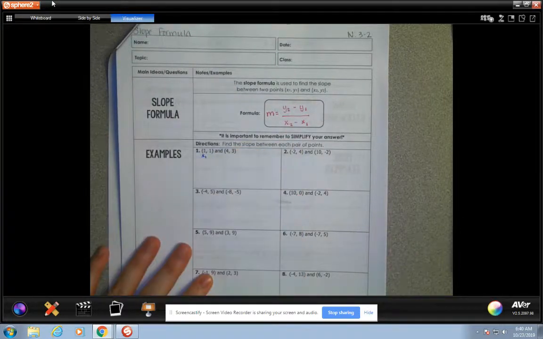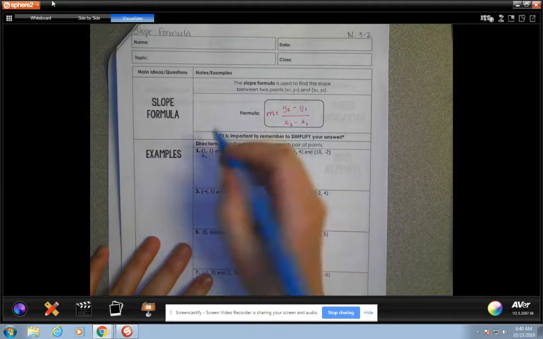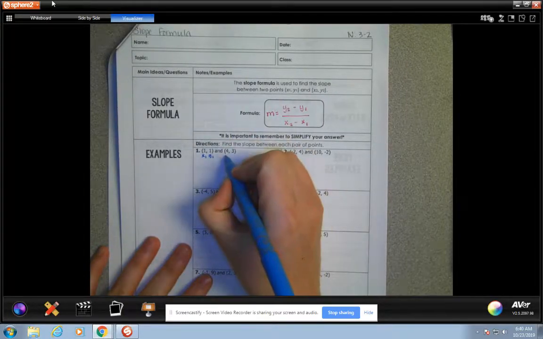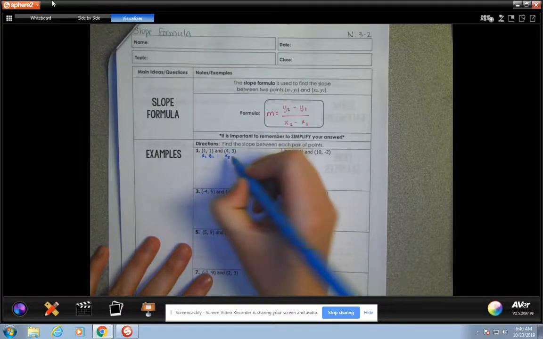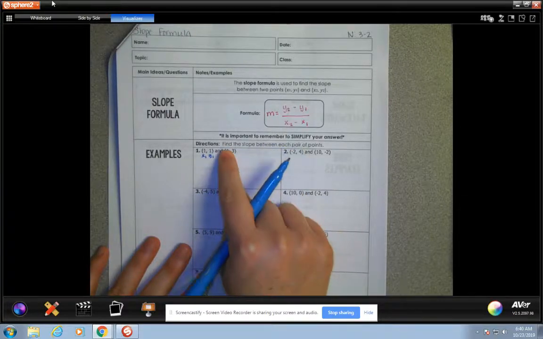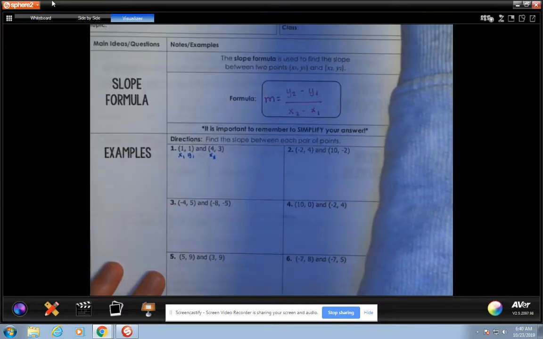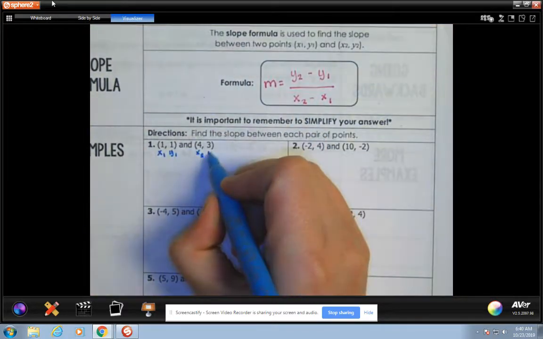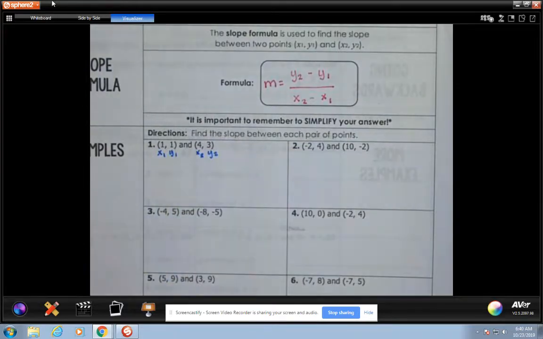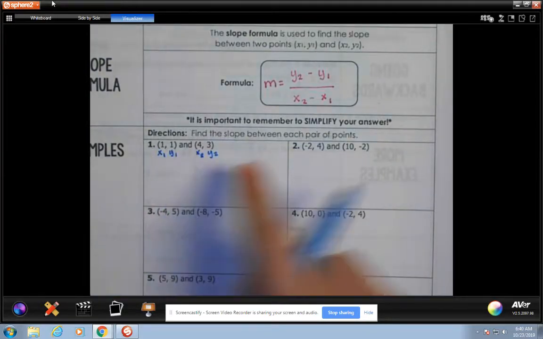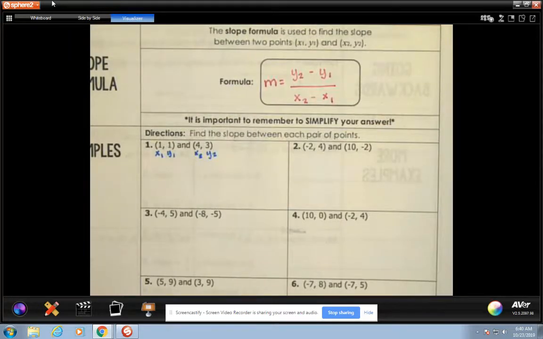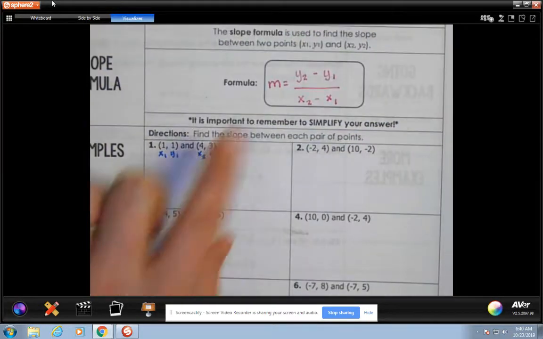So I'm going to label this x1. So that first one is going to be x1, that second one is going to be y1. And then I'm going to label this x2 because the first number is x. This is our second point though. And then I'm going to label this 3, y2. And that's really hard for you to see with my marker, but this says x2 and y2. Let's see if we can get a nice zoom here. All right, so now I'm going to plug these numbers into this formula.